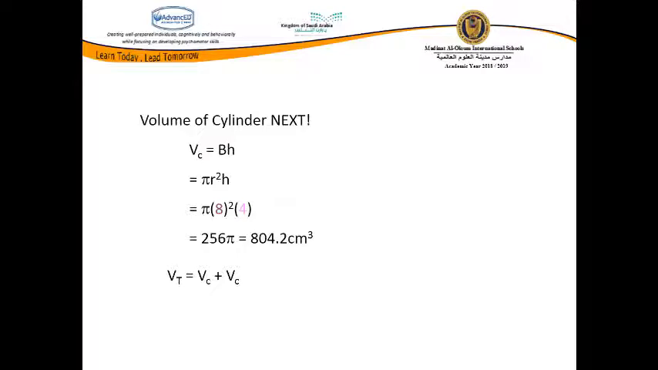Equals 804.2 cubic centimeters. To find the total volume of both of them, we will add the volume of the cone and the volume of the cylinder. We will get that the total volume equals 1474.4 cubic centimeters.